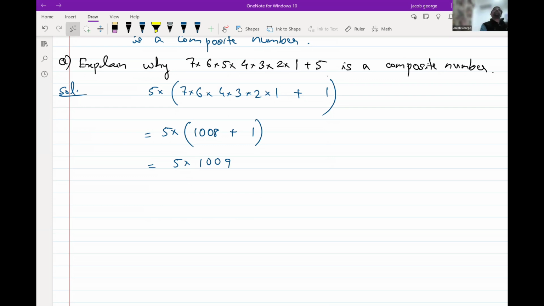1009 is a prime number, because we should express it as the product of prime factors. That is our fundamental theorem of arithmetic. Every composite number can be expressed as a product of prime numbers. We should get prime numbers at the end. Understood?